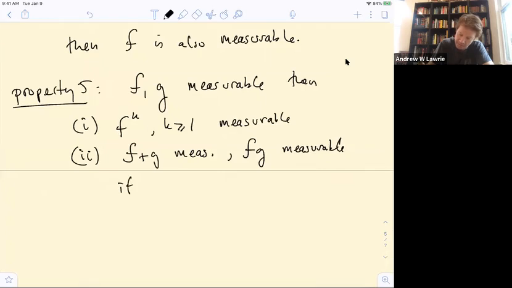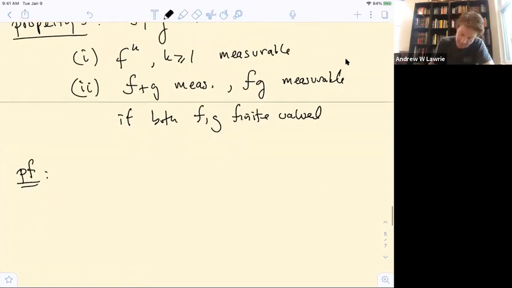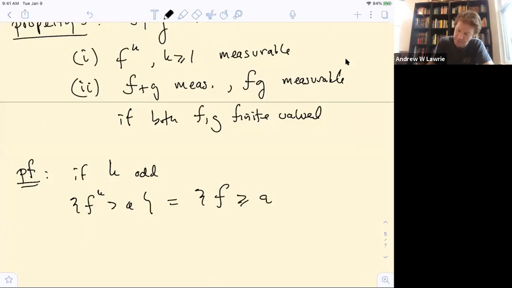If both are finite valued. Okay. The proof of this one is slightly trickier. If k is odd, this set where f to the k is bigger than a is just equal to the set where f is bigger than or equal to a to the 1 over k. Right, for any real number a, we know how to take the kth root.